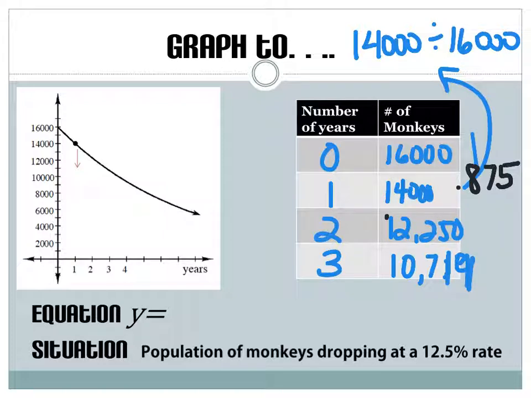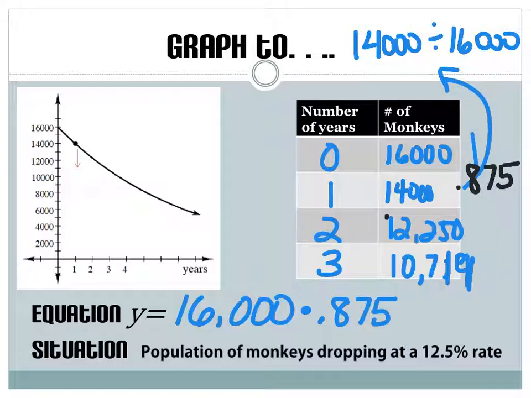Now the situation I chose was a population drop for monkeys, but no matter what situation you decided upon, we're still having the same starting population of 16,000, or $16,000, or 16,000 people, and it's dropping, so there's 87.5% left, and x is going to stand for the number of years. Since 87.5% are left, that means they are dropping at a 12.5% rate.